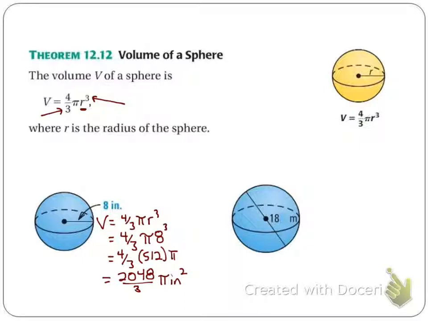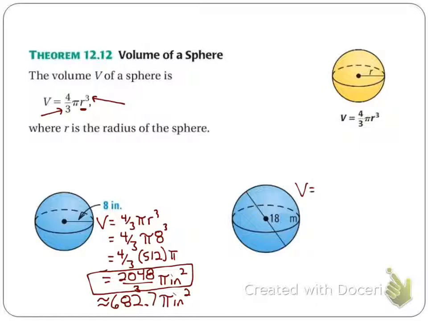If we want to then divide 2048 by 3, we get about 682.7 pi inches squared, and you could even multiply by pi there and approximate. But remember, that is an approximation. Our most exact answer is where we left off here. Now we go to our next one.